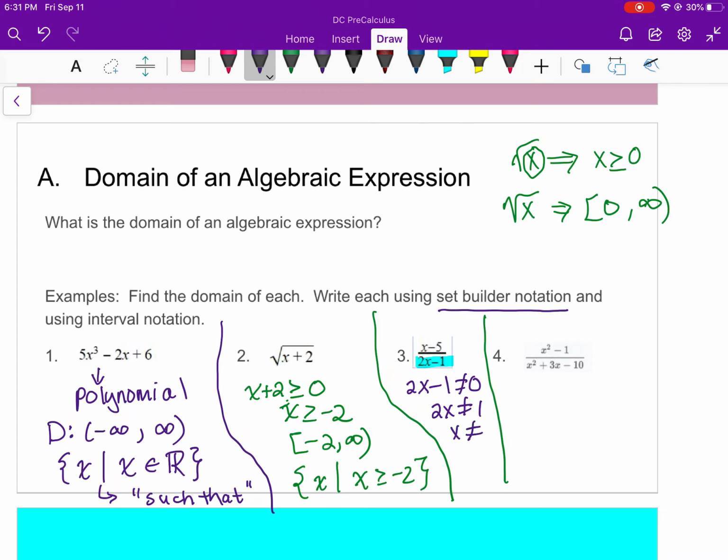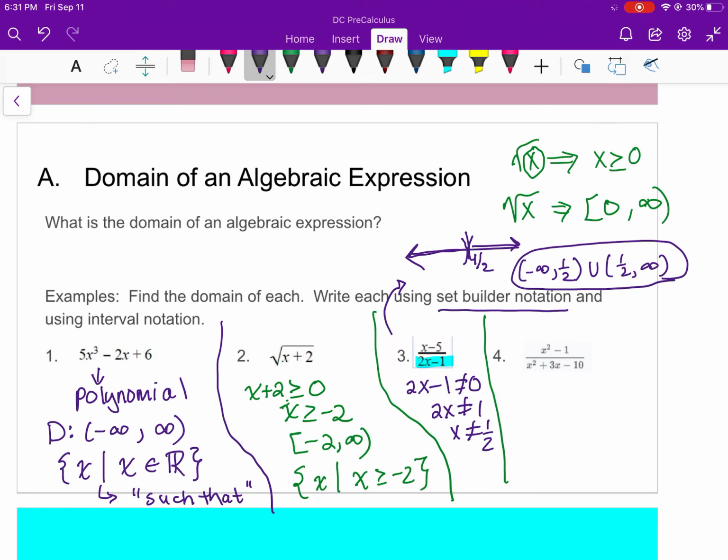X can't be 1/2. If I want to say that in interval notation, I'm at 1/2 on the number line. I can go left of it. I can go right of it, but I can't include it. So that becomes negative infinity to 1/2 union 1/2 to infinity.